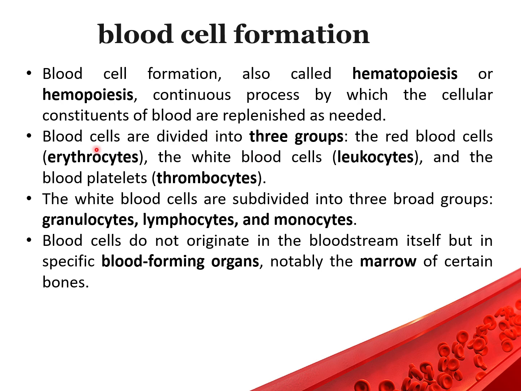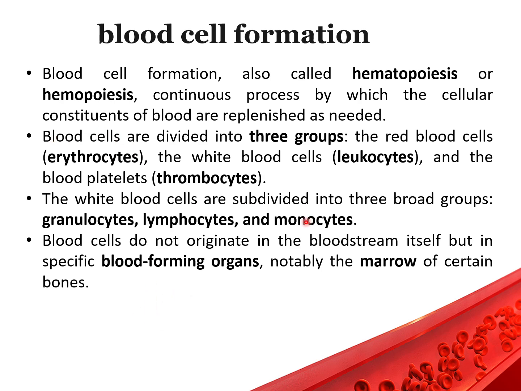So let's say there is some infection in your body. White blood cells will be produced in more numbers to fight that infection. At the same time, if your body requires clots to be made, then also the platelet counts will be higher. So as per the requirement, hematopoiesis will occur in your body.